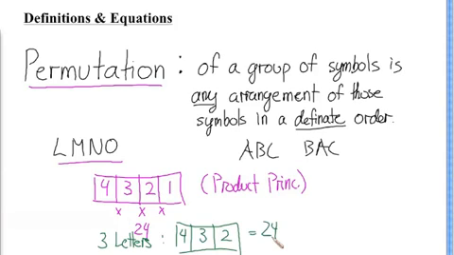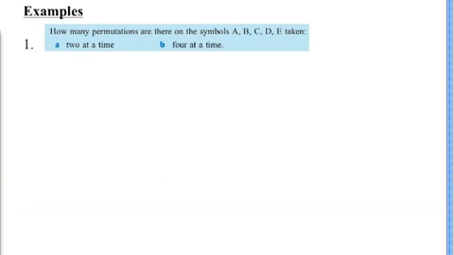Let's take a look at example problem 1. The problem gives us 5 symbols. They're the letters A, B, C, D, and E. The first question asks us how many different permutations there are when we take 2 letters at a time. So remember, I have 5 choices, but I'm only going to choose 2 letters.